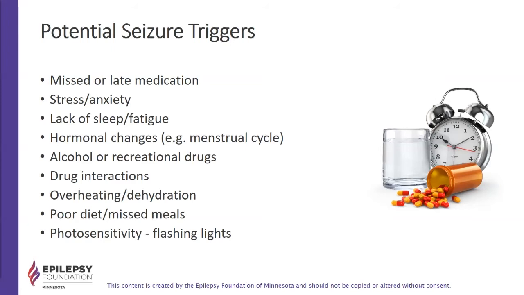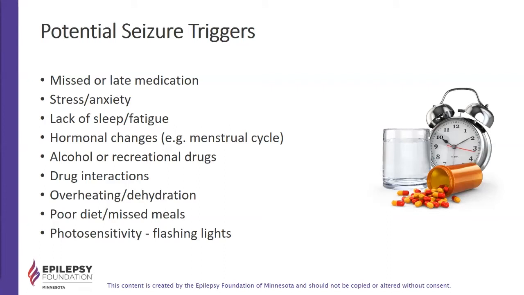The most common seizure trigger we see is missed or late medication. So someone forgetting to take their pills at the prescribed time, that has been keeping their epilepsy seizures under control. Stress and anxiety, lack of sleep, fatigue, and hormonal changes will all affect that seizure threshold. So if someone already has a pretty low seizure threshold, affecting it in such a way would cause them to have a seizure. We know alcohol and recreational drugs interacting with their medication can potentially also cause someone to have a seizure. Overheating and dehydration, having a poor diet, or missing meals.